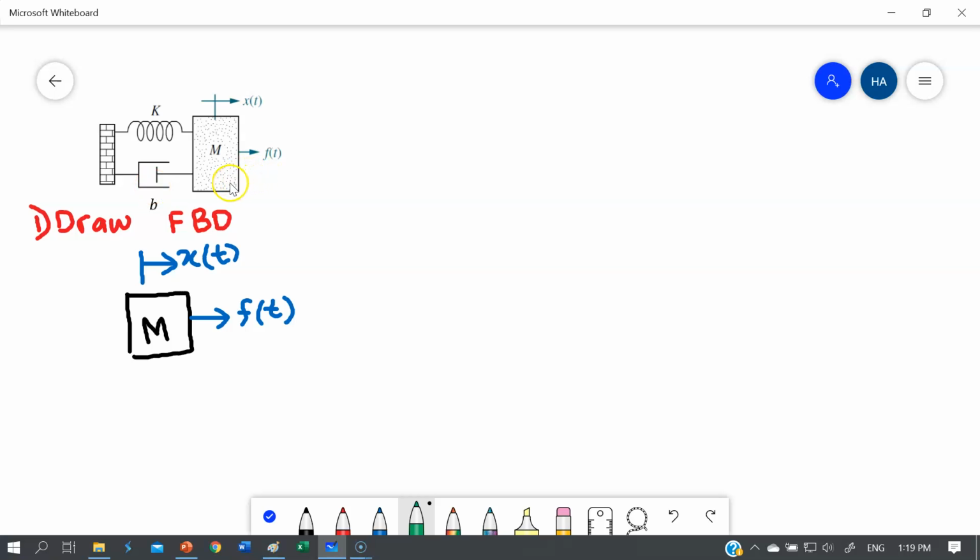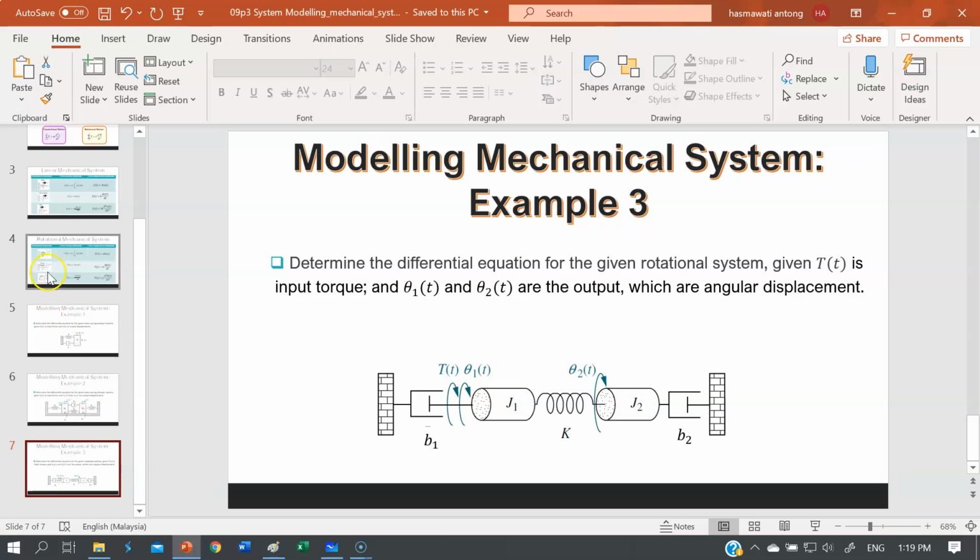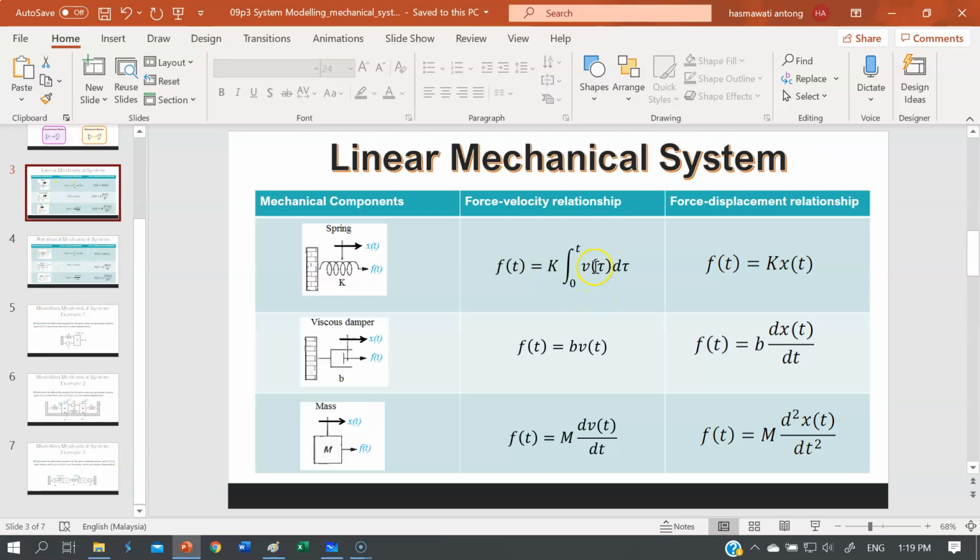If we look back at our slide, here we have the force to displacement relationship for a spring, a damper, and a mass. For the spring, the force is equal to the spring constant multiplied by the displacement x of t, while for the damper, the force is equal to the damping coefficient multiplied by the first derivative of displacement, which is velocity. And for the mass, the force is equal to the mass multiplied by acceleration, or the second derivative of displacement.